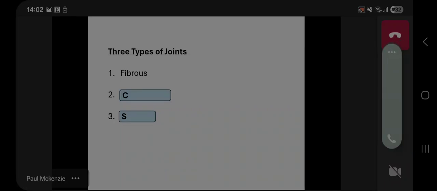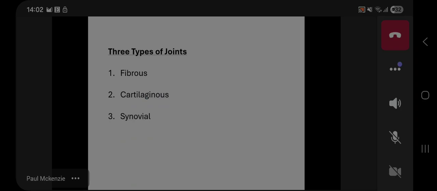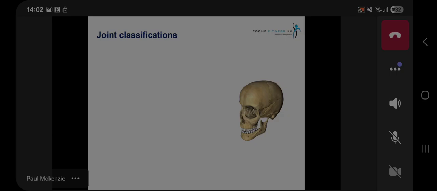Fibrous, cartilaginous, and synovial. Of those three, the ones that we are most concerned with as personal trainers would be the synovial joints. Just in case it wasn't immediately obvious, this is a representation of someone's skull viewed from the front left-hand side. Okay. So, fibrous joints, they connect bone to bone.